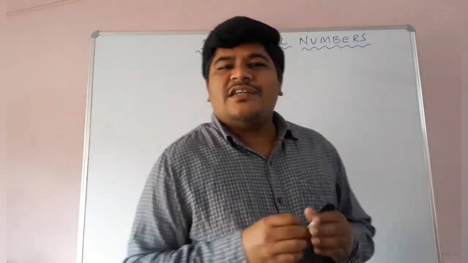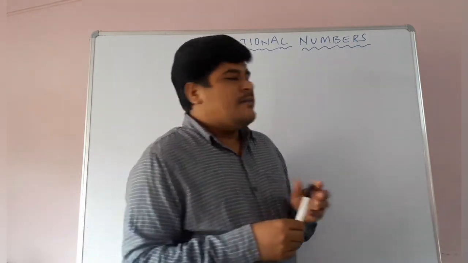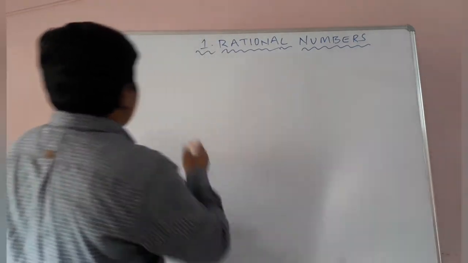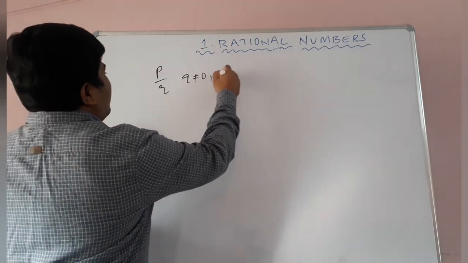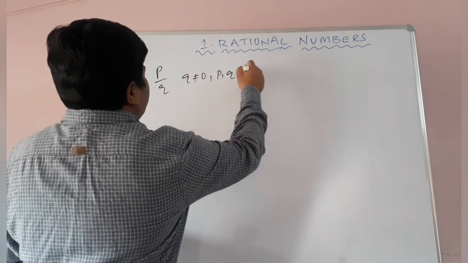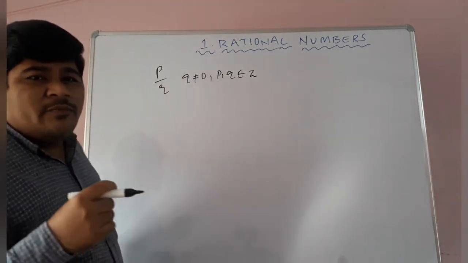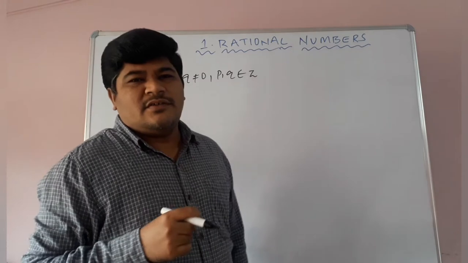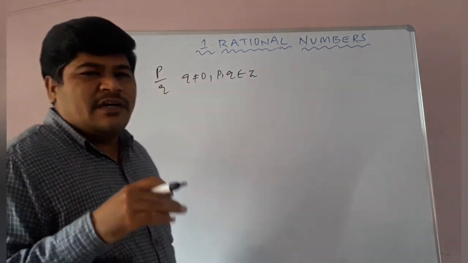And children, what is a rational number? A number which can be written in the form p by q, where q is not equal to 0, and p, q are integers. These types of numbers are said to be rational numbers. And children, if we find the decimal expansion of a rational number, how will it be?